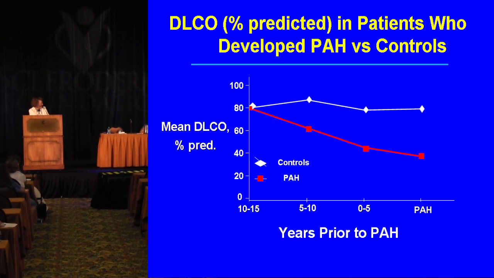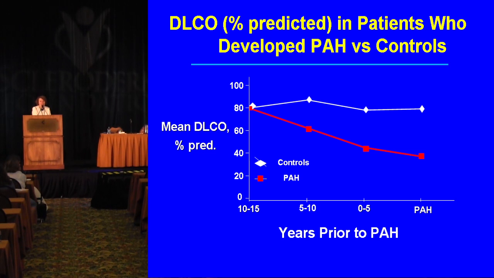So if we catch you here, when you're down around 50, we can follow you very closely and not wait 5 years later when you come in with right heart failure and now aren't going to be responsive to any medications. So this is the group of patients that we really want to identify, the people with the low diffusing capacity. We want to monitor them.